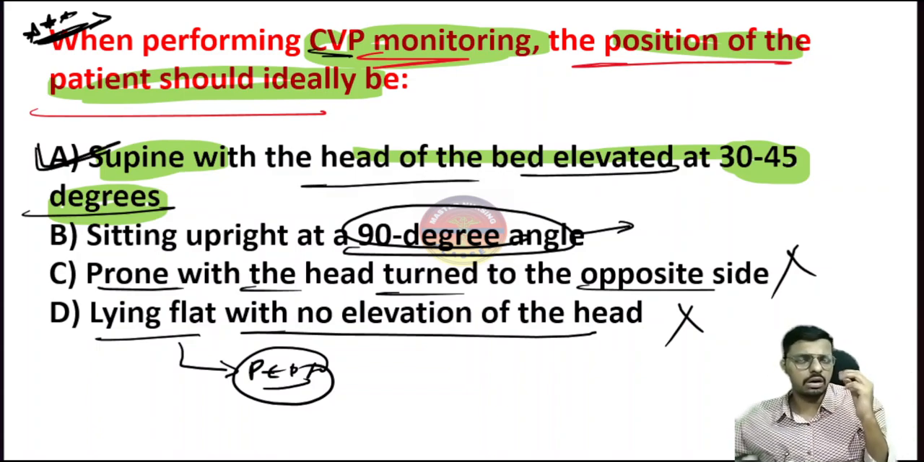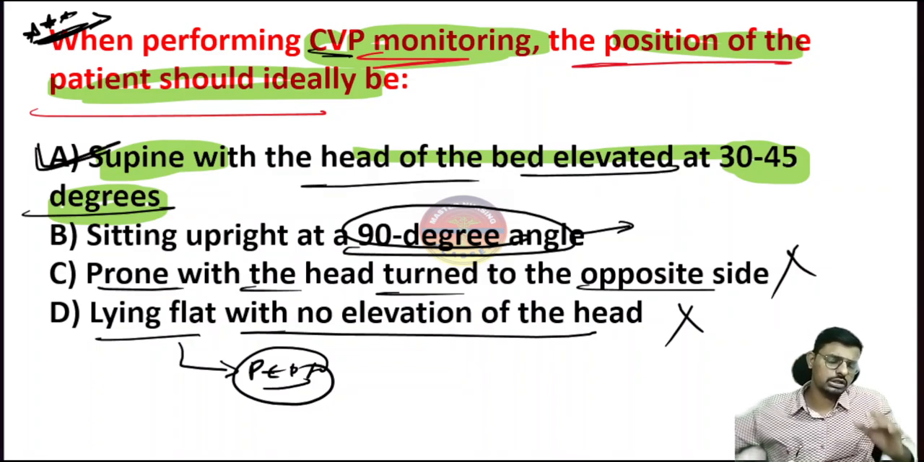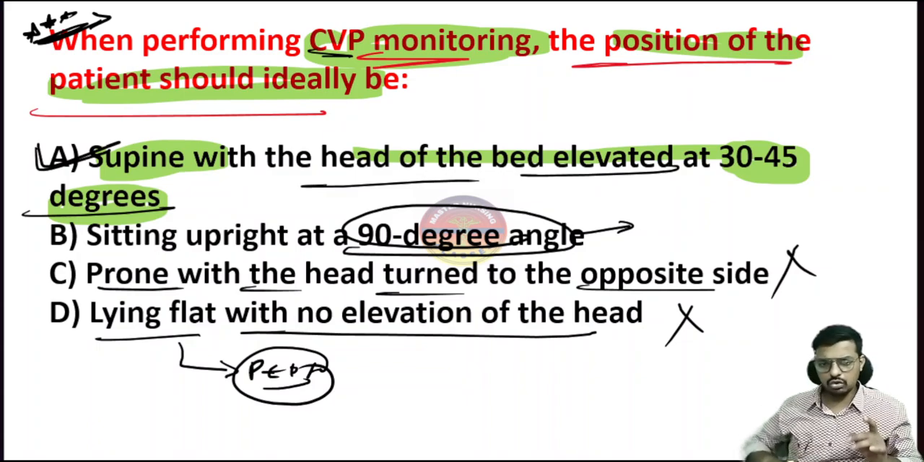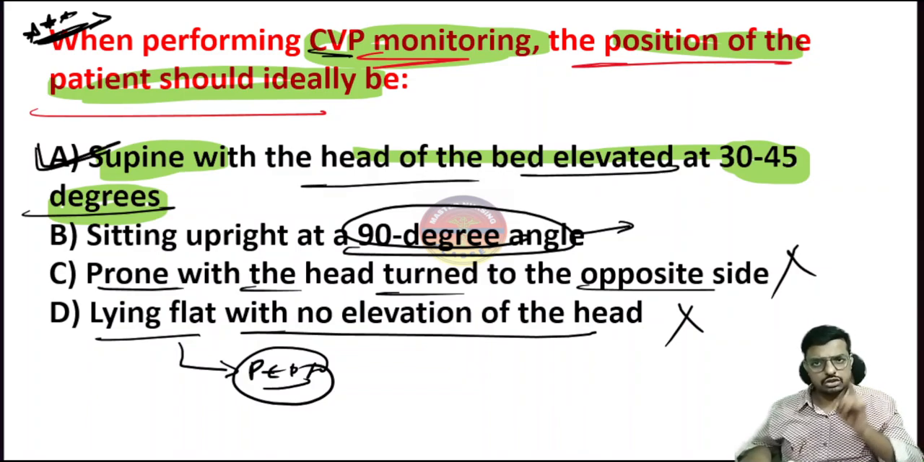This is the position we have to give for the prevention of air embolism during the insertion of the CVP. So the most important point we have discussed: while monitoring the CVP, supine with the head of the bed elevated 30 to 45 degrees, and while insertion of the CVP line, Trendelenburg position is the most important position. Again, the most important golden point revision here.